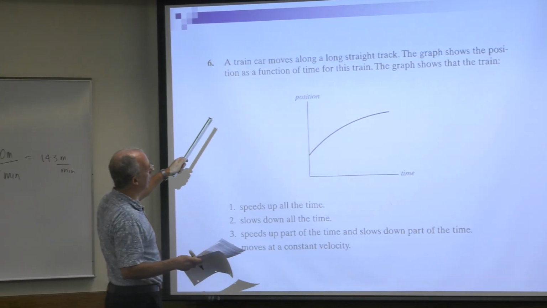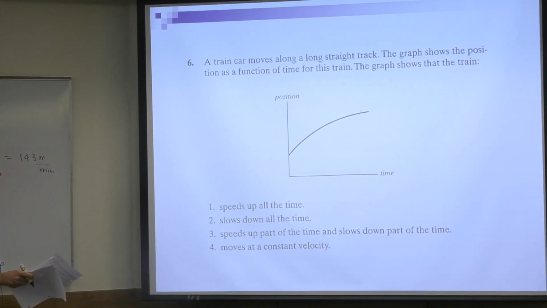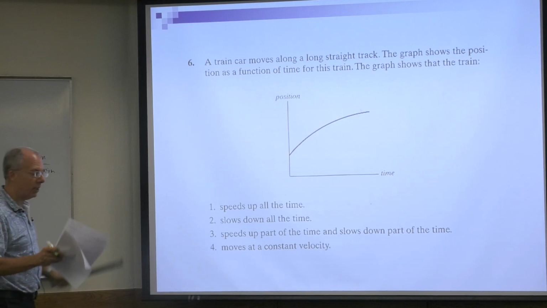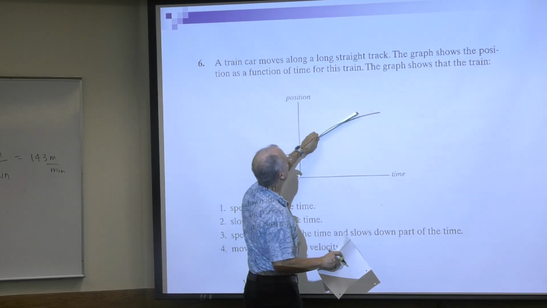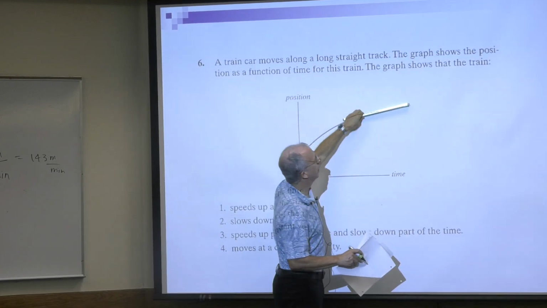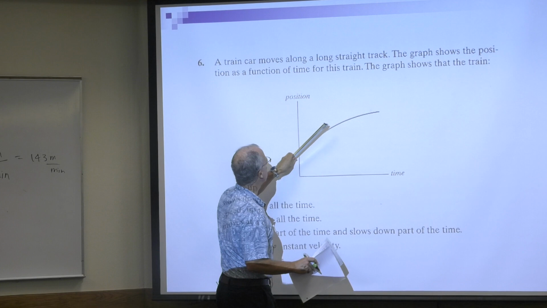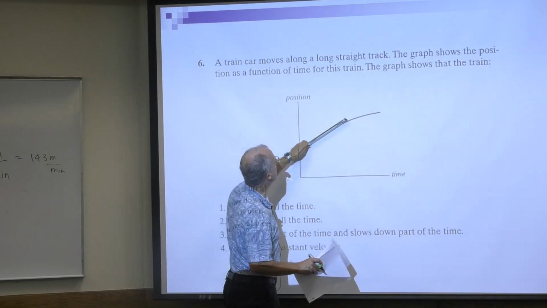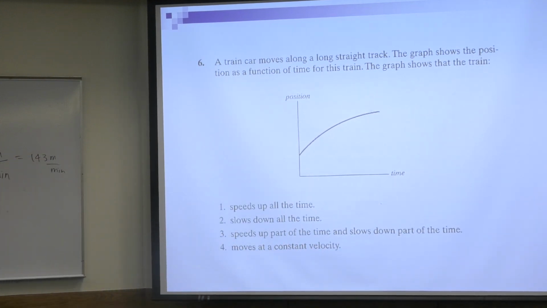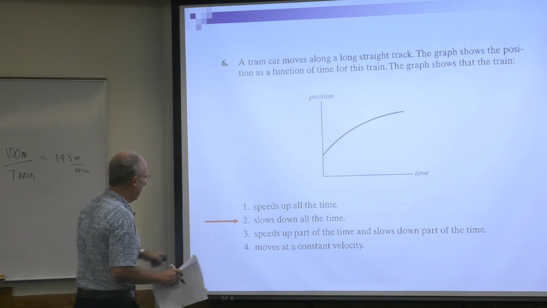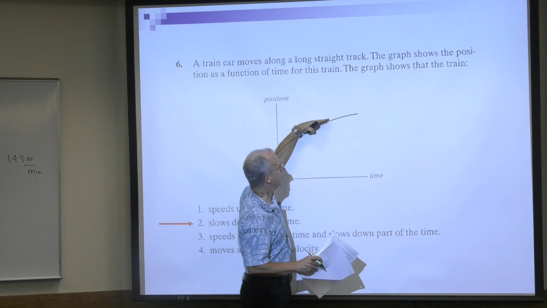So a car moves along a long, straight track. The graph shows the position versus time. The graph shows that the train does what? Okay, it's all slopes. So what happens to the slope? The slope gets smaller and smaller. Also, what's the sign of the slope? Is it positive or negative? It's positive. So we know that the train is going in the positive direction, but it's slowing down. It slows down all the time because the slope is always getting less and less.